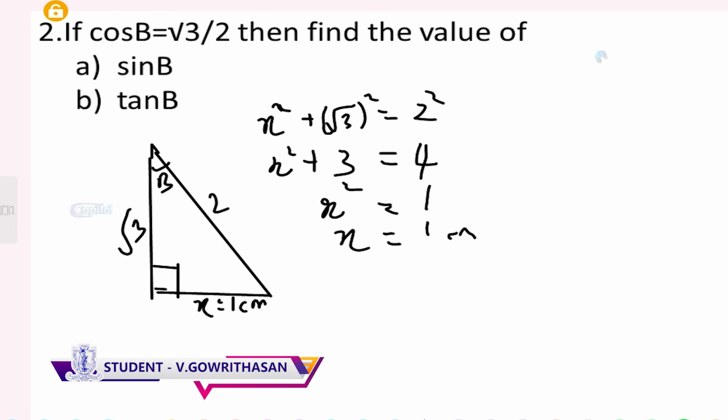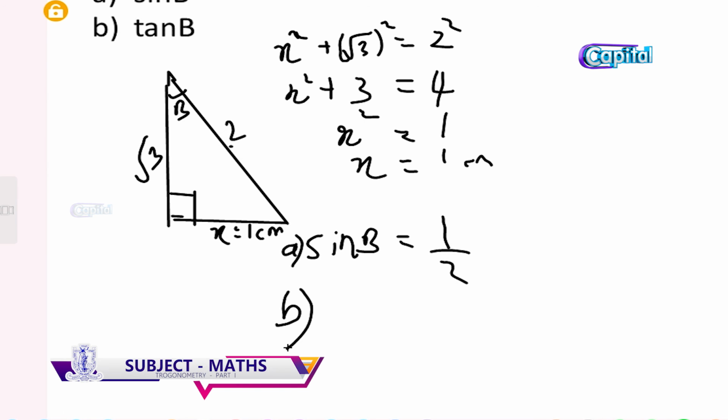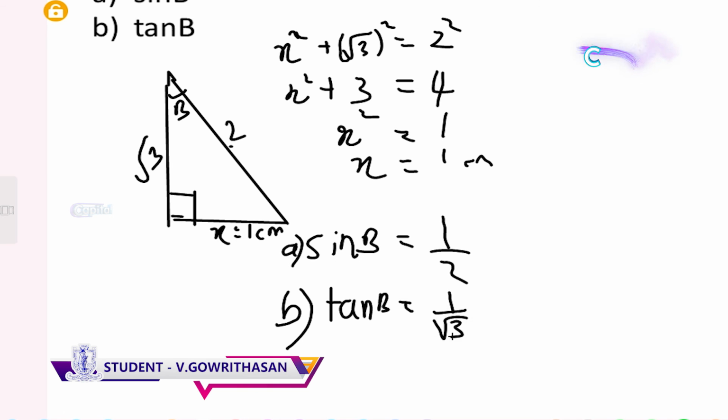Now write sin B. First question, sin B. Sin B means opposite side by hypotenuse, opposite side 1 and the hypotenuse 2. Now write tan B. Second question, tan B. Tan function means opposite side by adjacent side, opposite side 1 and the adjacent side root 3.